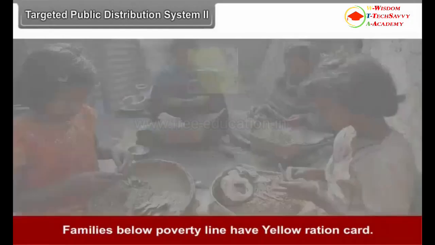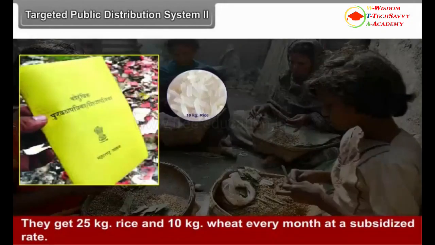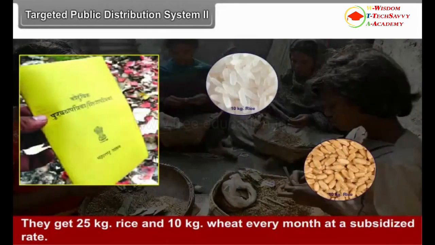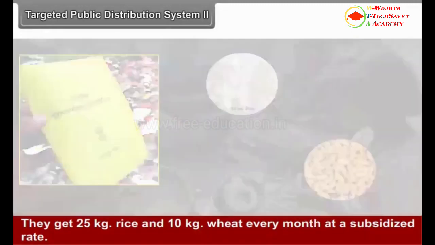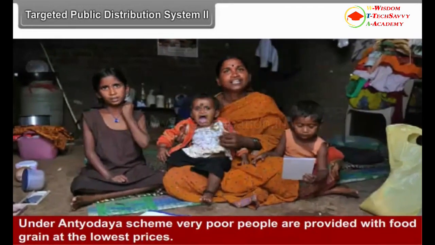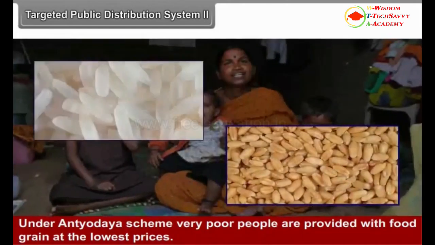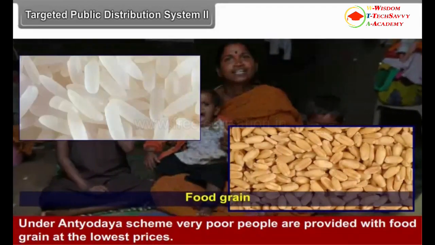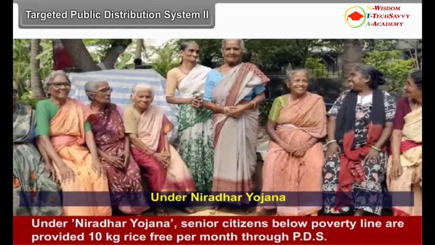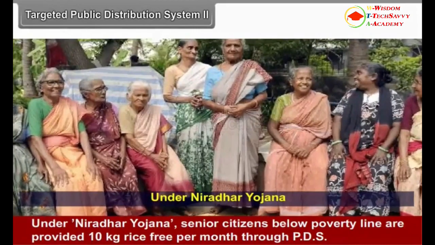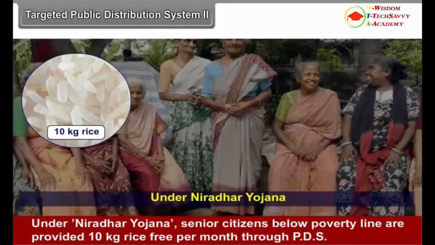Families below the poverty line have a yellow ration card. They get 25 kg rice and 10 kg wheat every month at a subsidized rate. Under the Antyodaya scheme, very poor people are provided with food grain at the lowest price. Under Niradhar Yojana, senior citizens below the poverty line are provided 10 kg rice free per month through PDS.